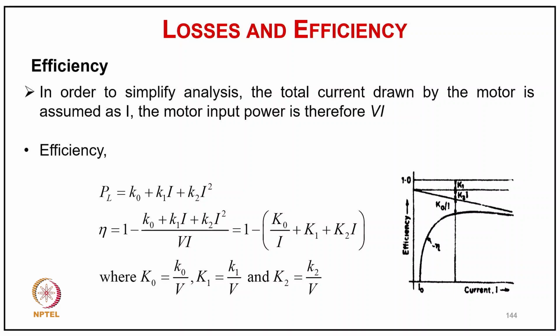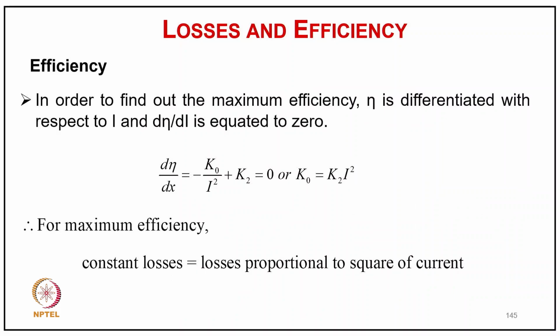That is equal to 1 minus K0 upon I plus K1 plus K2I, where capital K0 is small k0 upon v, K1 is small k1 upon v, and K2 is equal to small k2 upon v. Now, in order to find the maximum efficiency, this eta is differentiated with respect to I and set equal to 0. That gives minus K0 upon I square plus K2 equal to 0, or K0 equal to K2 I square. For maximum efficiency, constant losses are equal to losses proportional to the square of current.